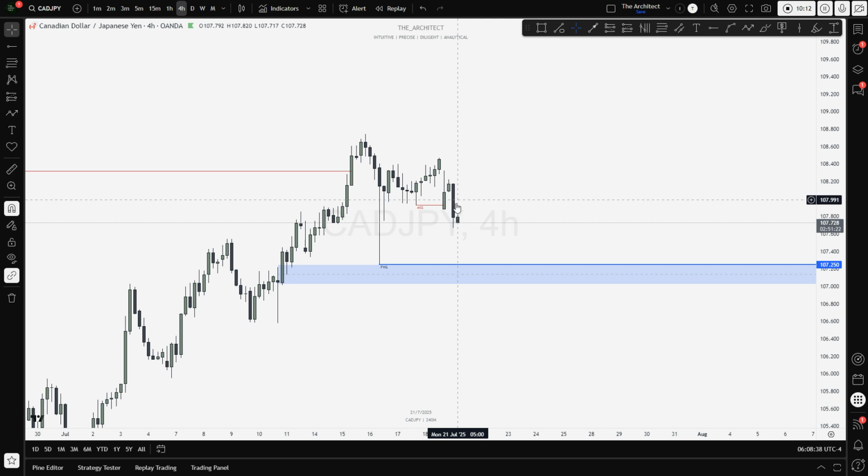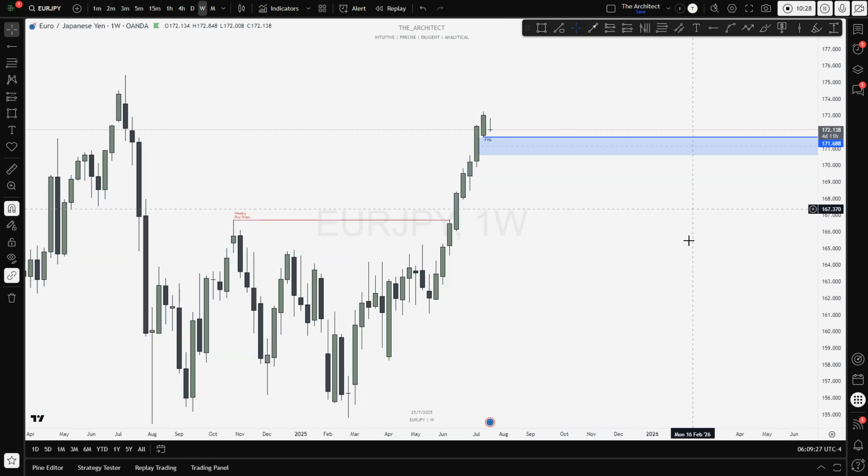Possibly a pullback into this fair value gap. If it does form, you also have the breaker blocks over here, right? Price action having to pull back into that would also be good for you to look for a selling opportunity, right? But yeah, with that being said, let's move on to the next pair.